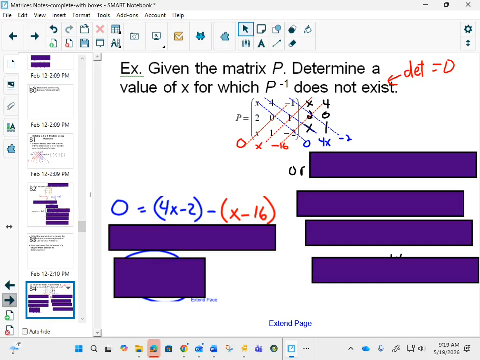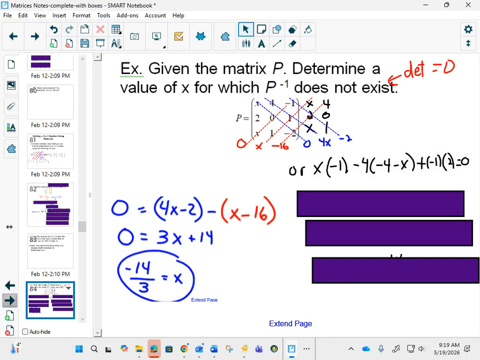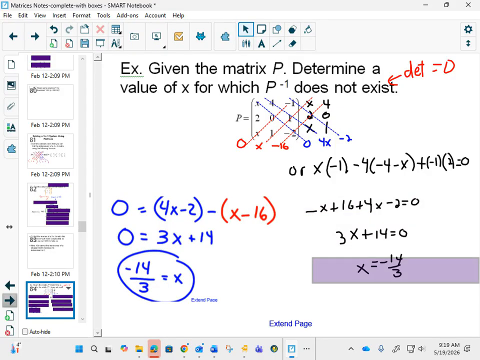And I could set my determinant equal to 0. Added up my blue arrows, which was 4x minus 2. Subtracted my red arrows, which was x minus 16. I can solve for x here. And if x is negative 14 over 3, then the determinant would equal 0. And if the determinant equals 0, the inverse doesn't exist. Or you could use the formula. This is using the formula. It would give you the same answer.